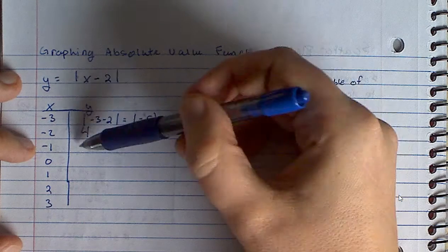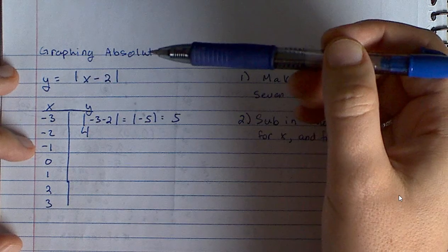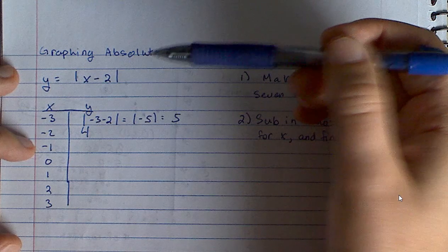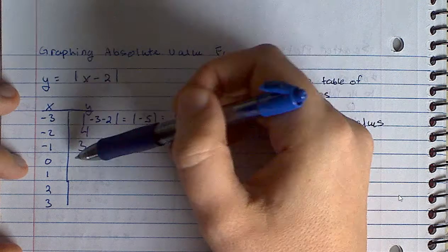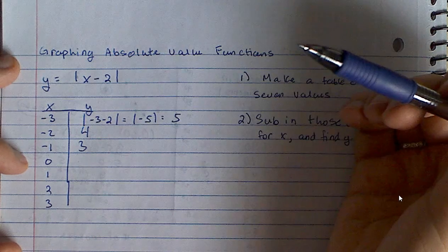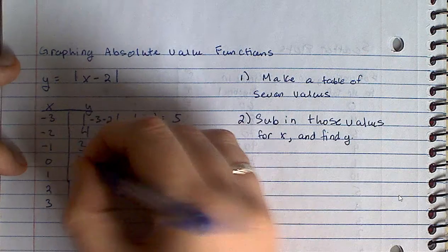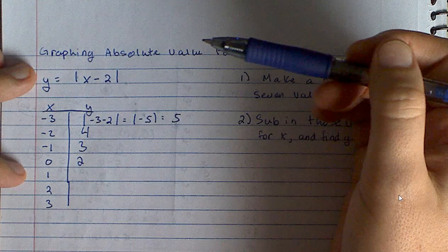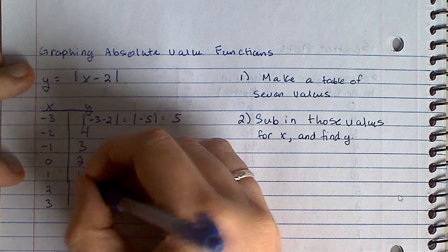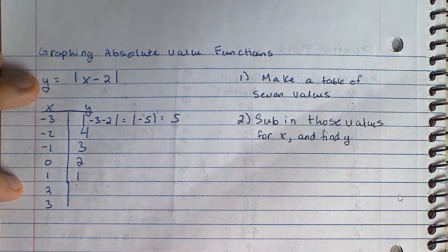All right, so if I put -1 in here for x, what's -1 minus 2? -3. And what's the absolute value of -3? What's 0 minus 2? And what's the absolute value of negative 2? What's 1 minus 2? What's the absolute value of negative 1? What's 2 minus 2? What's the absolute value of 0?